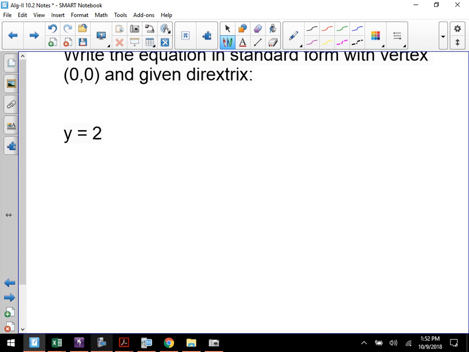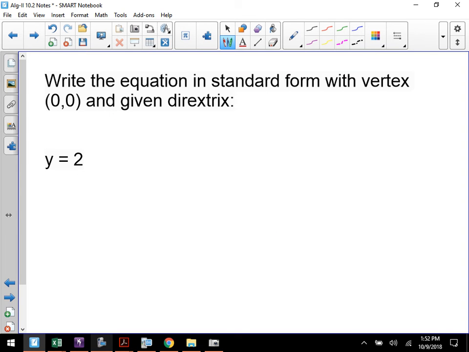Now, what happens if you have this? Write the equation in standard form of a parabola with the vertex at 0, 0, and the directrix at y equals 2. First thing I would always do with this is sketch it.